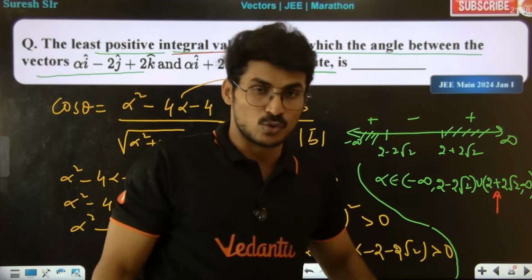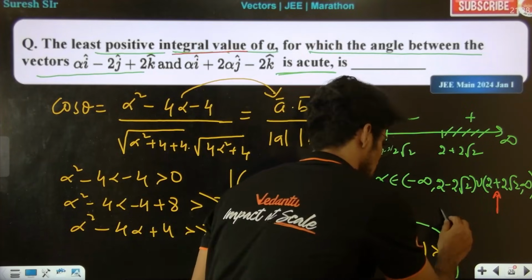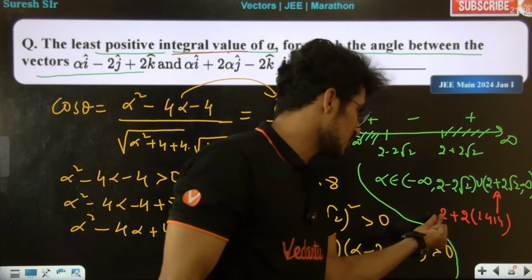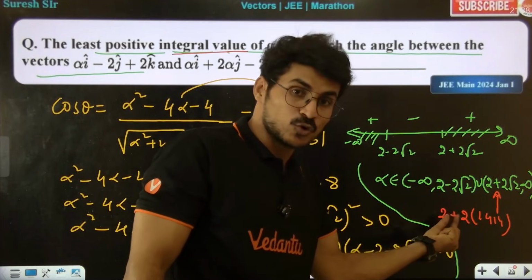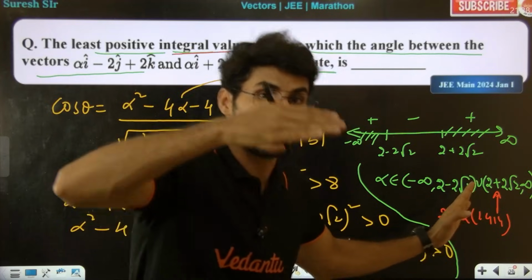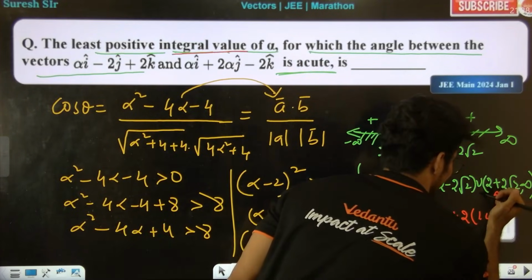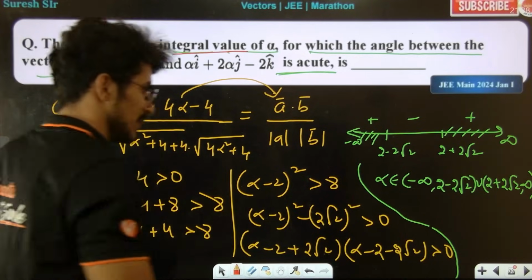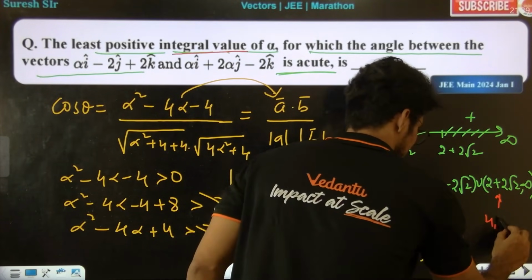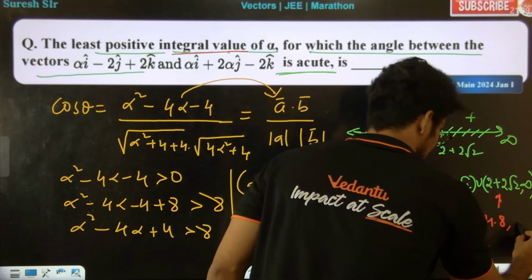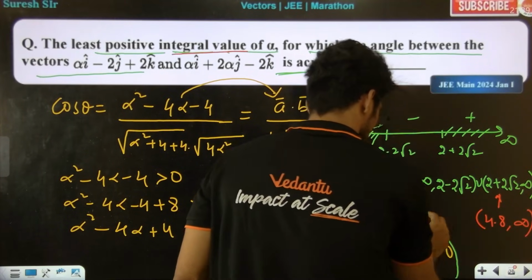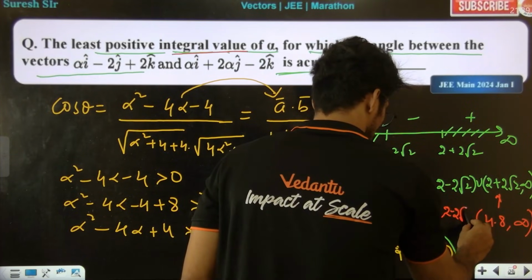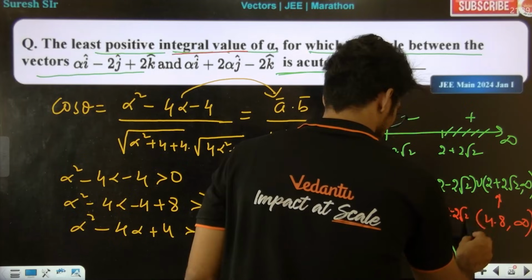2 plus 2 into root 2. Root 2 means 1.414. So 2 plus 2 into 1.414 is 2.8, and 2.8 plus 2 is 4.8. So after 4.8, what is the least positive integer? 5. Yes or no? So the range is 4.8 to infinity; 4.5 is not included. So tell me, here alpha belongs to minus infinity to 2 minus 2 root 2 union this.